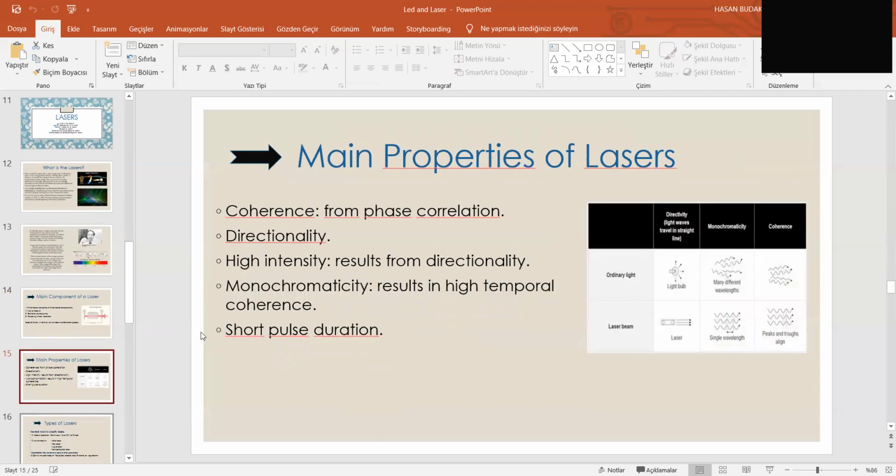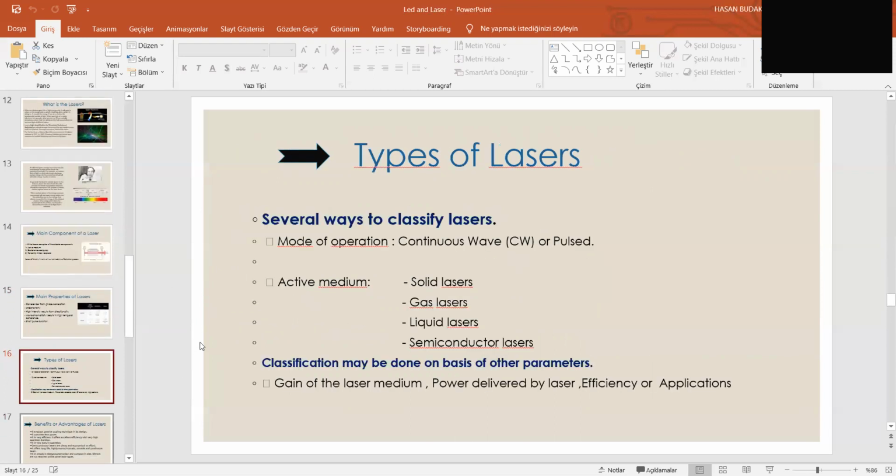Main properties of lasers: coherence, directionality, high intensity, monochromaticity, short pulse duration.